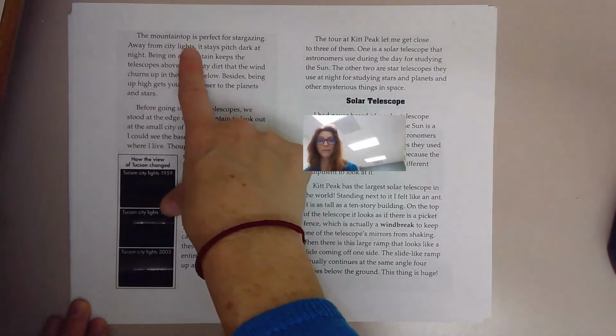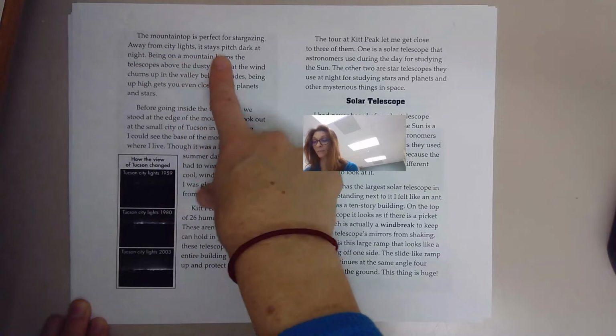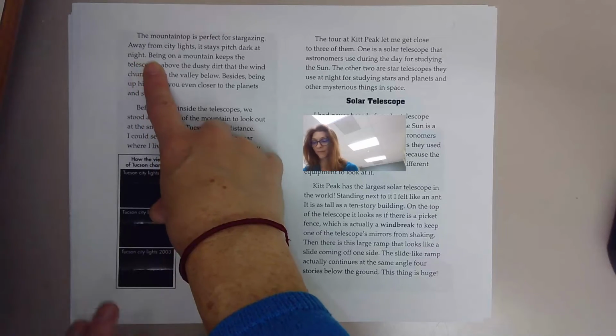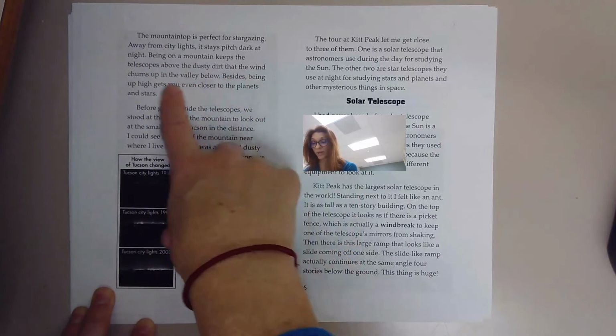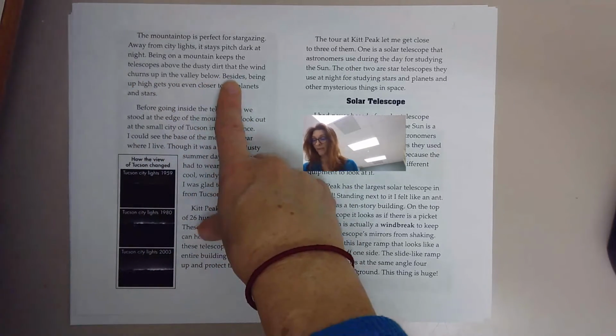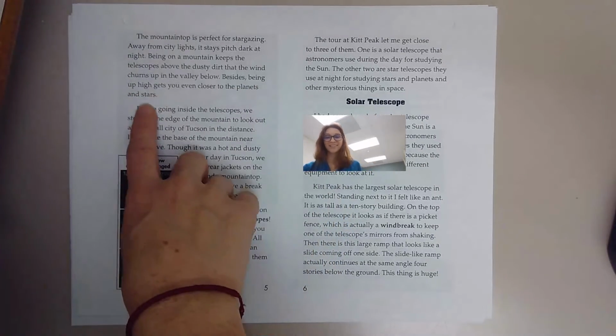The mountaintop is perfect for stargazing. Away from city lights, it stays pitch dark at night. That's important. Being on a mountain keeps the telescopes above the dusty dirt that the wind churns up in the valley below. That is also important. Besides, being up high gets you even closer to the planets and stars.